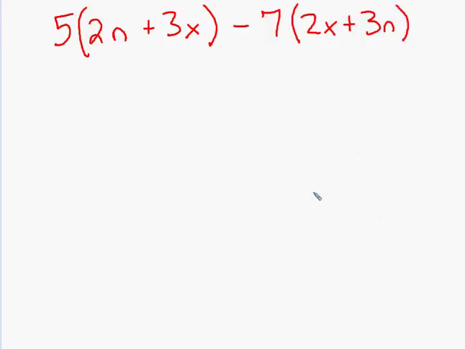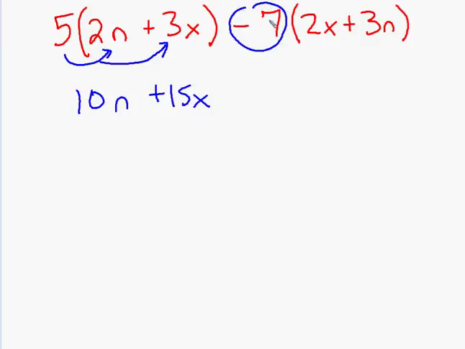So here's my big kahuna. My favorite one. So I distribute first, right? You see distributing happening here? Yeah. So what will I get on the first one? Careful. 10n plus 15x. And what do I distribute here? You might be tempted to say 7, but it's actually a negative 7. Take the sign with it. So I distribute a negative 7. Negative 14x. And negative 21n.